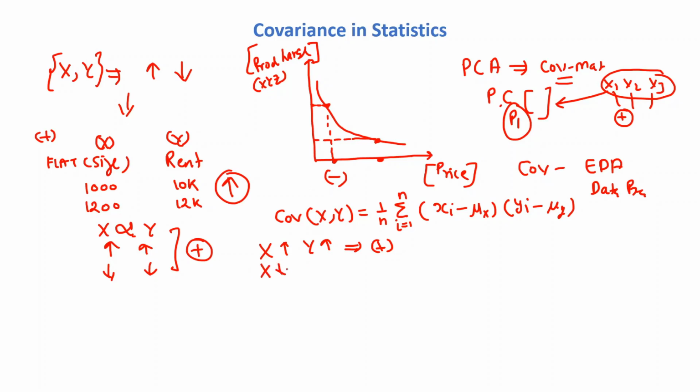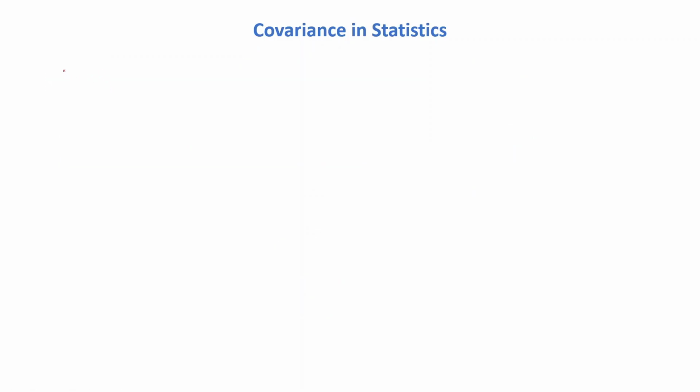If x decreases, y will also decrease. This is also a positive relationship. If x increases, y will decrease, or if x decreases, y will increase. This is the negative relation. So can we verify these relationships by using this particular function or not? Let's plot one graph here.